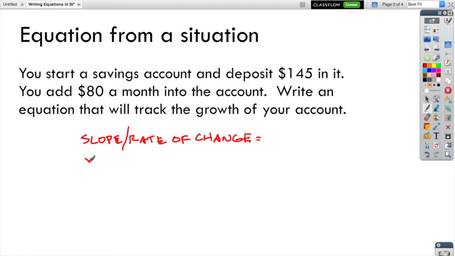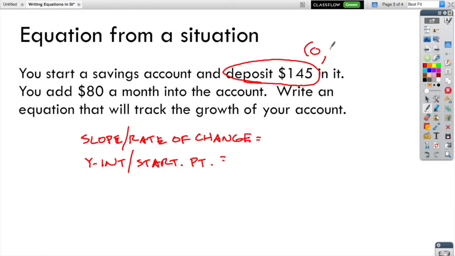And then of course we're looking at the y-intercept. But another way to think of the y-intercept is just our starting point. Where did this problem start from? All right, so let's take a look. It says you start a savings account and deposit $145 in it, which means if I were to graph this, there'd be an initial point at (0, 145). In other words, on month 0, I've decided to start off with $145. So this is our y-intercept. Our starting point is where the graph is going to start, at $145.